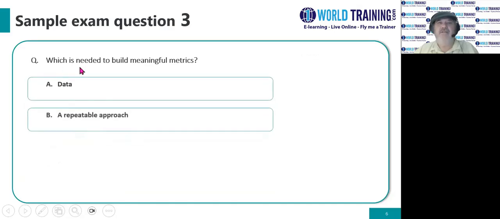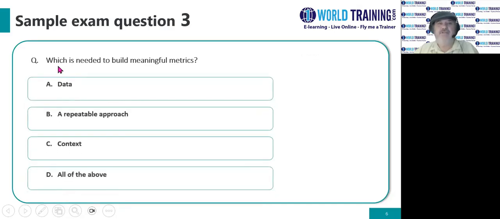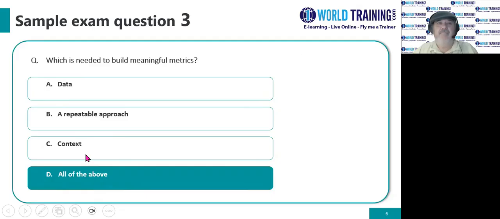Okay, which is needed to build meaningful metrics? Data, well, to operate, yeah. A repeatable approach, yes. You want the metrics to be repeatable. And the context, yeah, they won't make sense if you don't know the context. So I think the best answer here is D, all of the above.